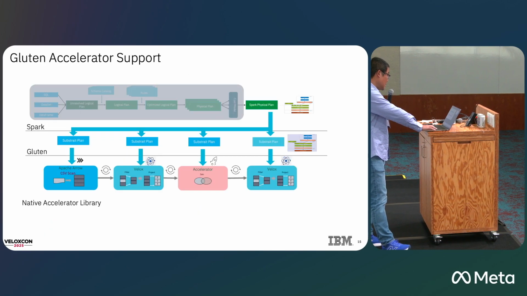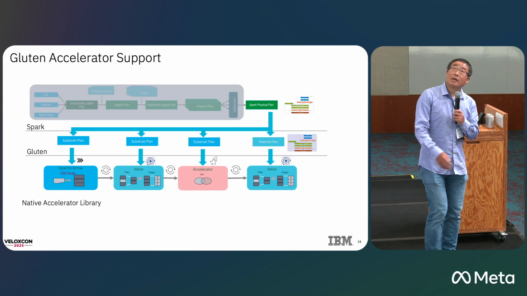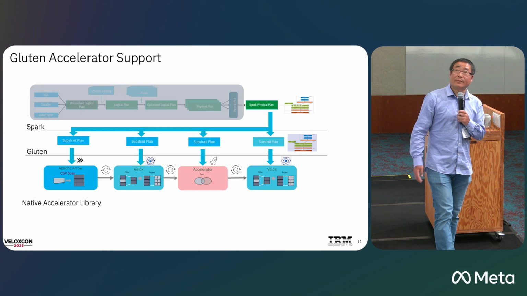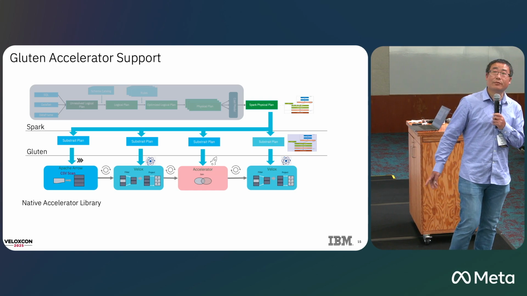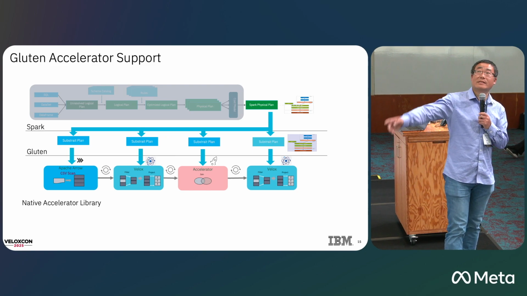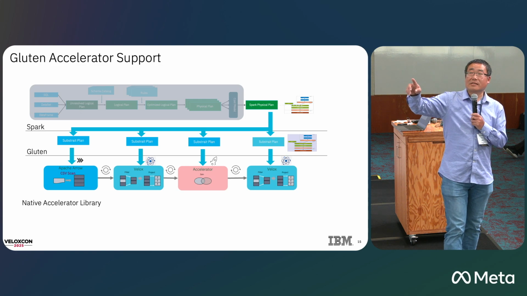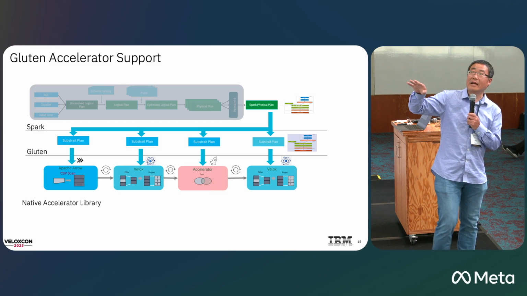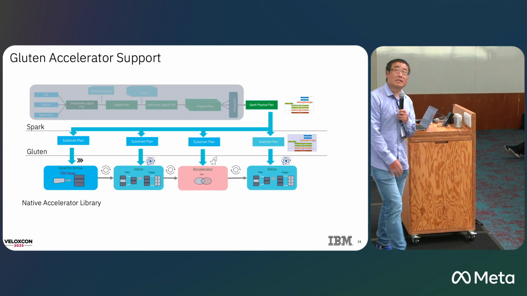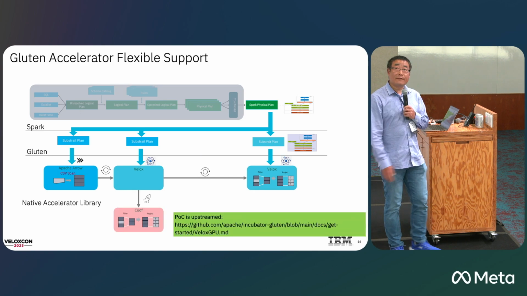I want to highlight the accelerator support. In accelerator support, we have two ways actually. One way is that we send the substrate plan to the accelerator, and then Velox converts the data to a format the accelerator can take as input, gets the output data, and then sends it back to Velox. It's one way to support. Currently, what we support for cuDF is in this way.